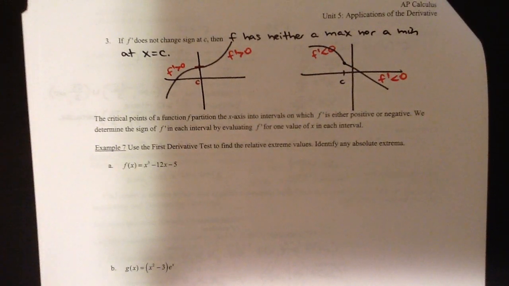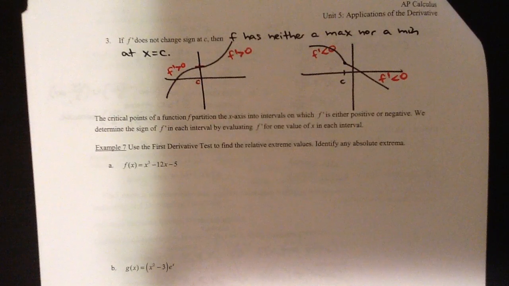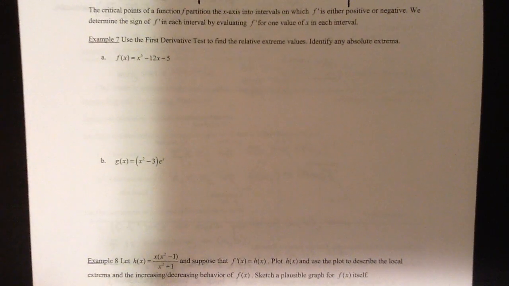All right, so let's read that little blurb I've got here. Critical points. What happens is they partition the x-axis into intervals on which f prime is either positive or negative. That's why we make the sign charts. So we can determine the sign on each interval by just plugging in a test value. So first derivative test, we are going to find relative extreme values. And then we also want to identify any absolute extrema. And so we'll recap what we did on that in the last section as well.